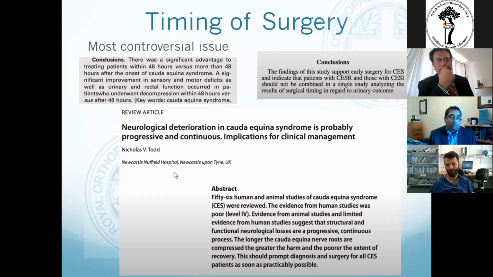And Mr. Todd, one of my bosses from Newcastle, has done a lot of work in cauda equina syndrome, as we all know, and he published this paper that clearly said the longer the cauda equina nerve roots are compressed, the greater the harm and the poorer the extent of the recovery. So that is the principle. There should be a prompt diagnosis of cauda equina syndrome, and there should be a prompt decompression of the cauda equina syndrome. But the key word is practically possible.